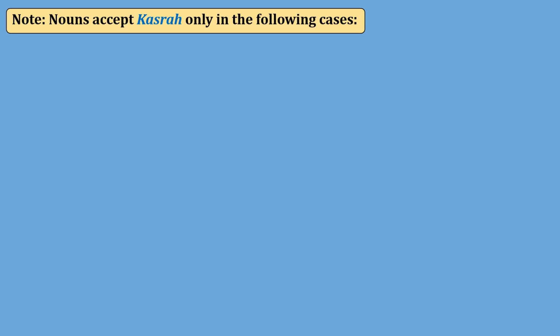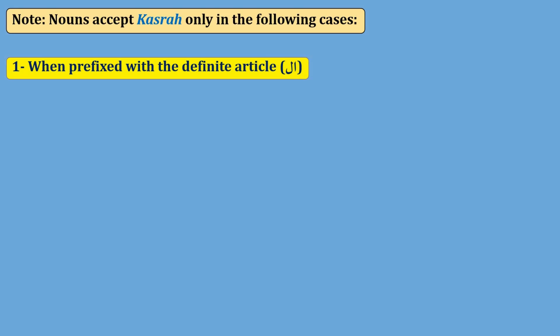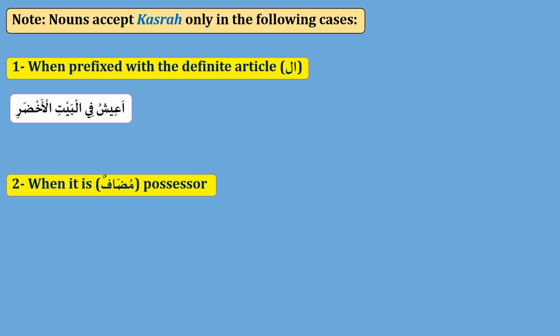Please note that nouns accept kasrah only in the following cases. First one, when prefixed with the definite article alif lam, al. أعيش في البيت الأخضر. أخضر normally doesn't accept kasrah, but because it is prefixed with alif lam, it can accept kasrah. The second case, when it is mudaf or possessor.